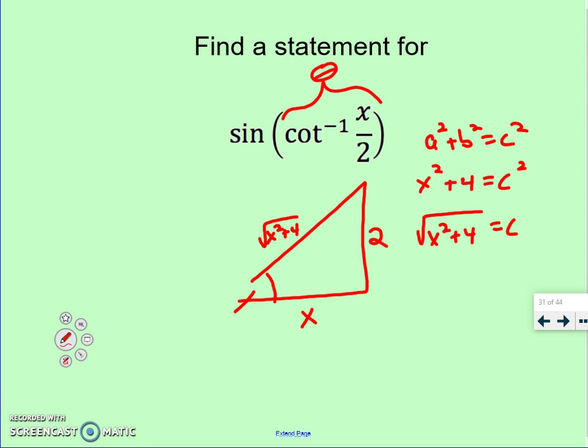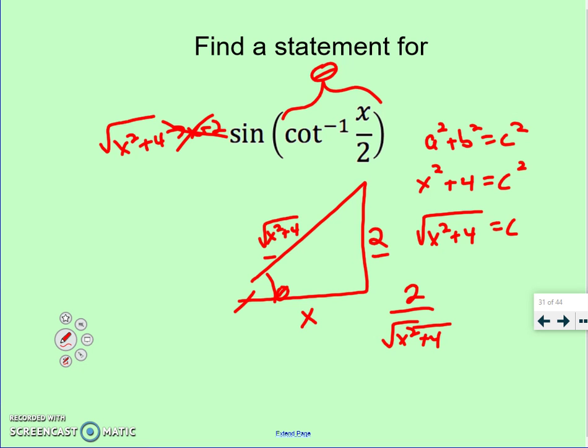All right. So sine of this angle right here, we'll call it theta, sine of that angle is going to be opposite over hypotenuse. So we're going to have 2 over the square root of x squared plus 4. You might be tempted to take the square root of x squared plus 4 and say, well, that thing is just going to be x plus 2. Not the case. Don't do that. Not true. Don't do that.